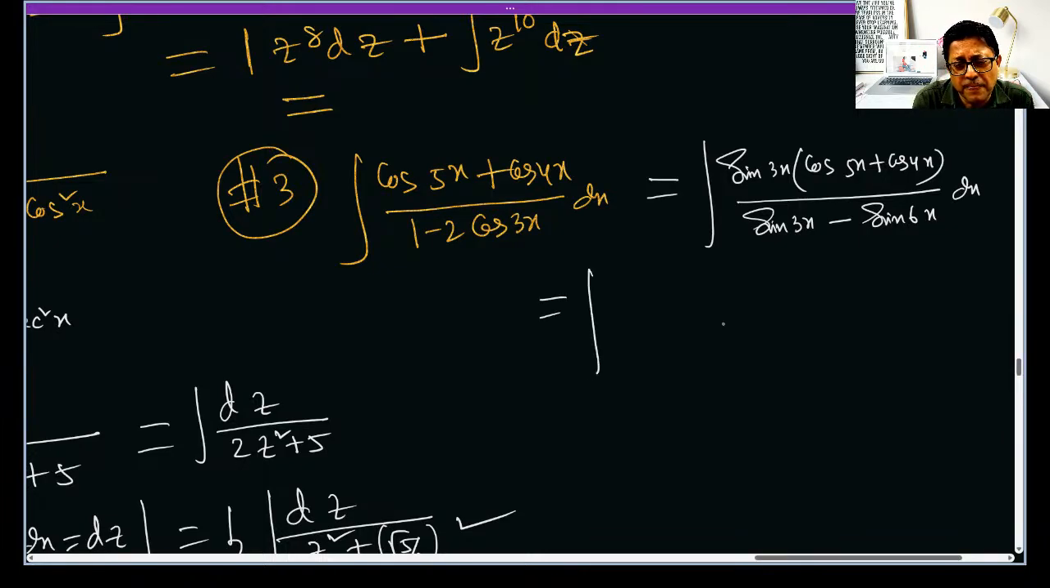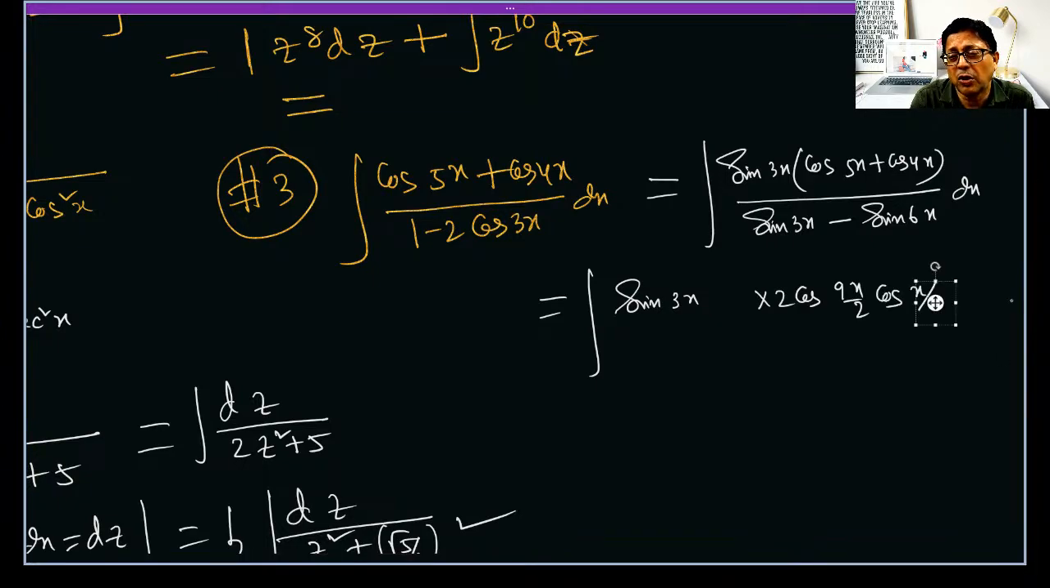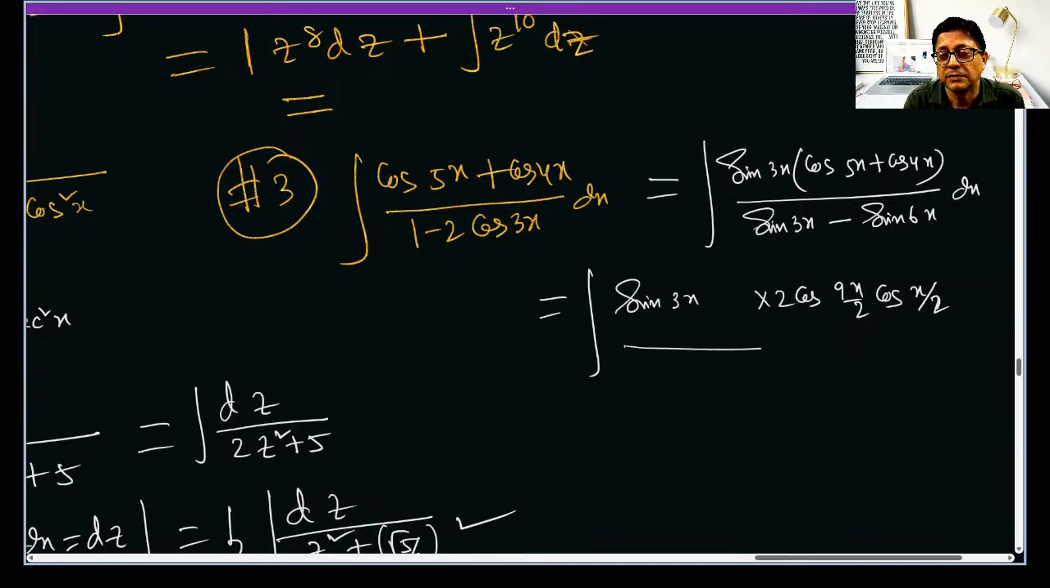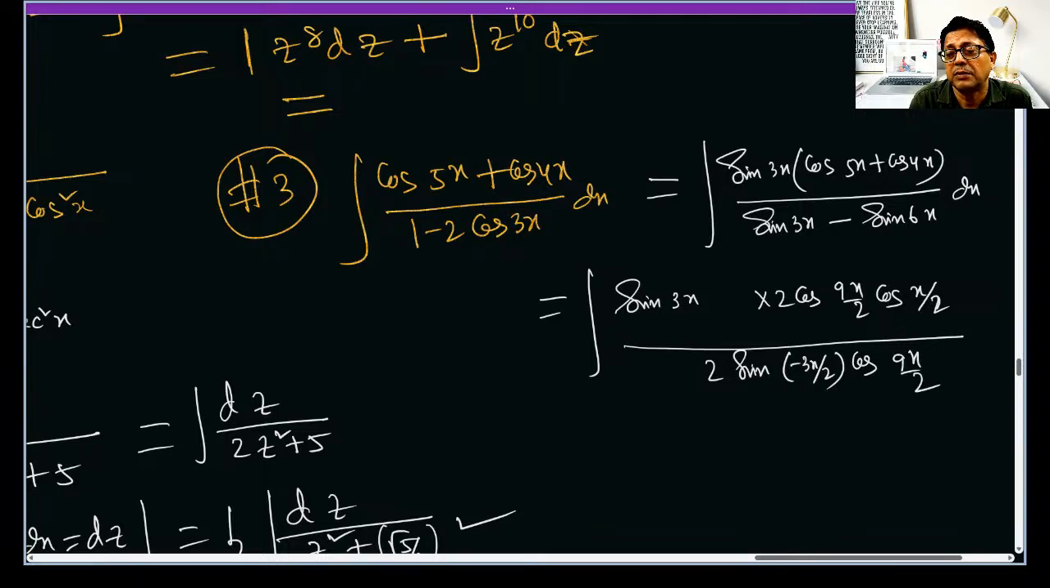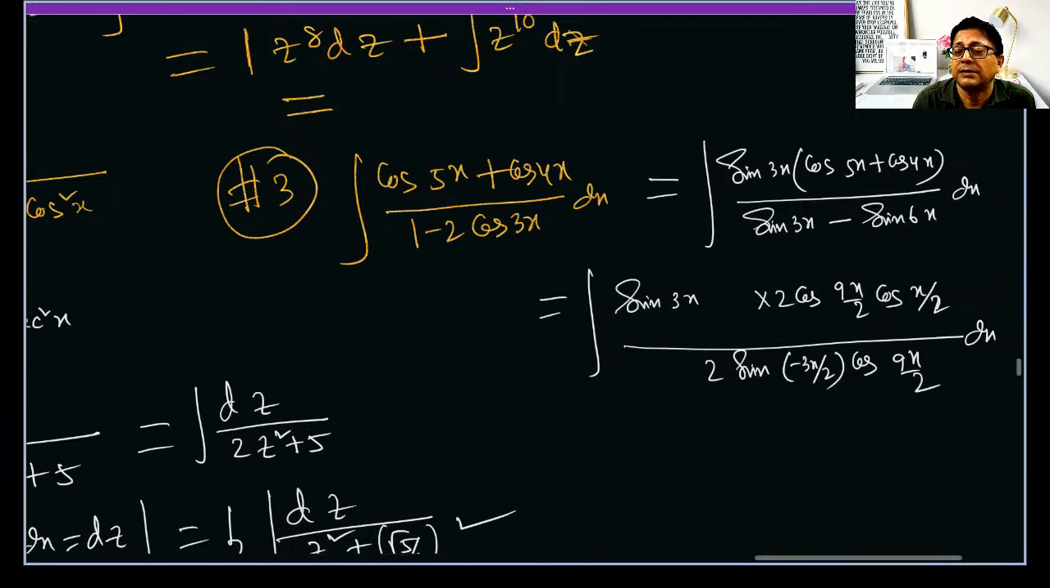Okay? So there it will be cos c plus cos d we apply, 2 cos of (c plus d) by 2 cos of (c minus d) by 2. Just apply it. And here sin c minus sin d, 2 sin of (c minus d) by 2 cos of (c plus d) by 2. Okay? Clear?